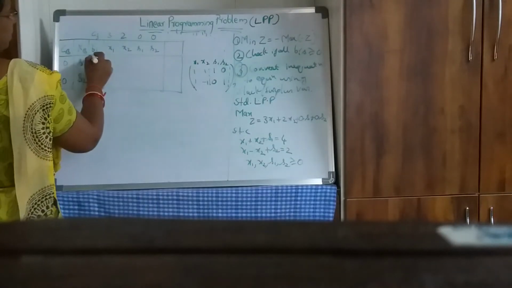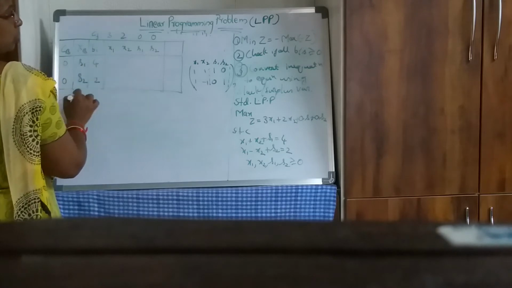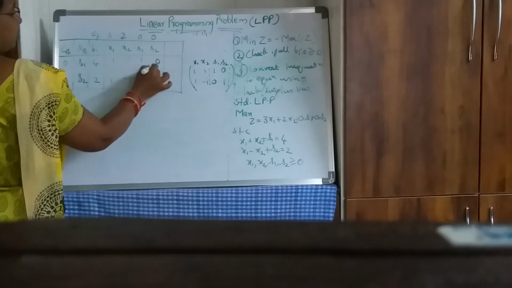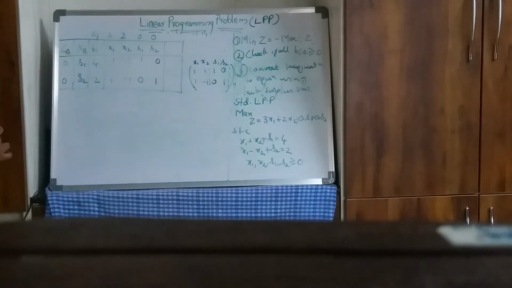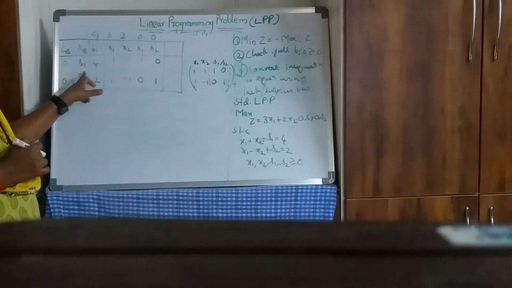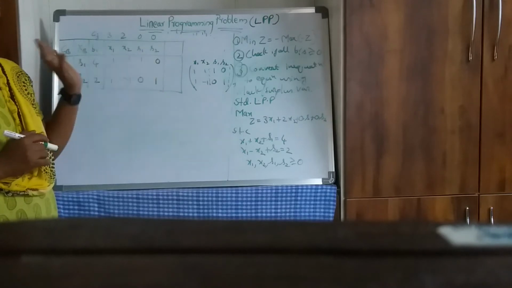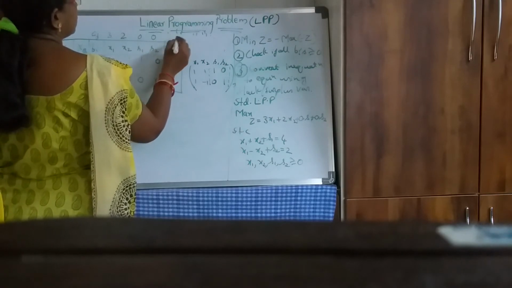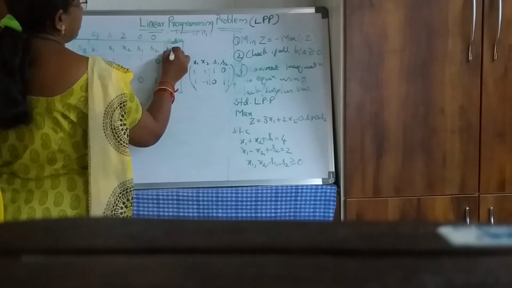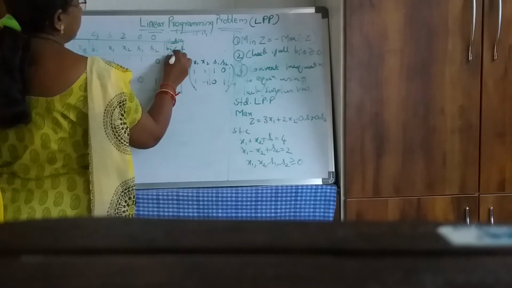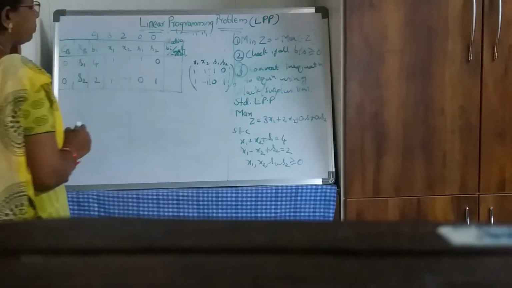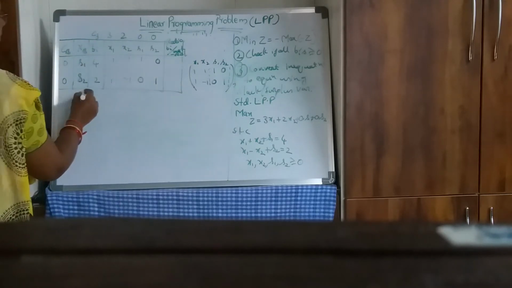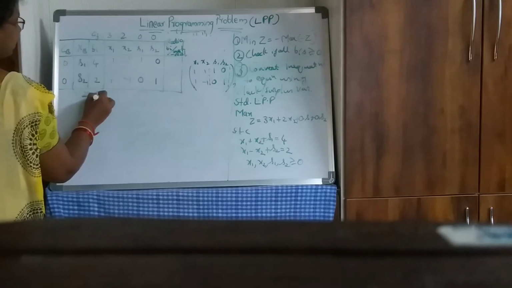Now write the remaining values. Here B1 is 4, B2 is 2. Write the matrix 1, 1, minus 1, 1, 0, 0, 1. So always remember this, whatever variables you have in the XB column, it should form an identity matrix. Okay. Now here this last column will be ratio. So this ratio is between BI and most negative column. What is this most negative column? I will tell you.